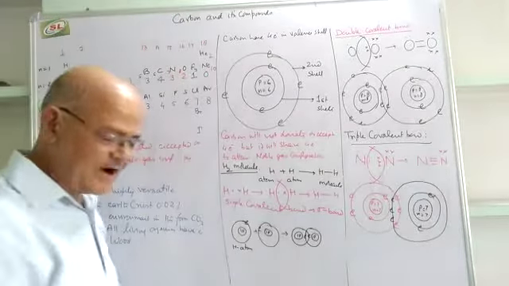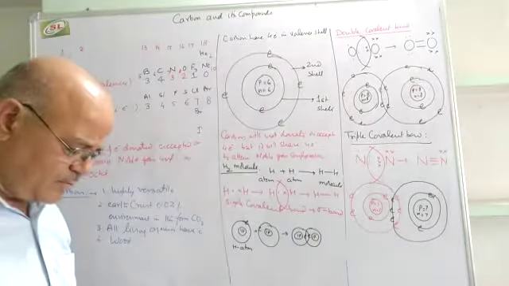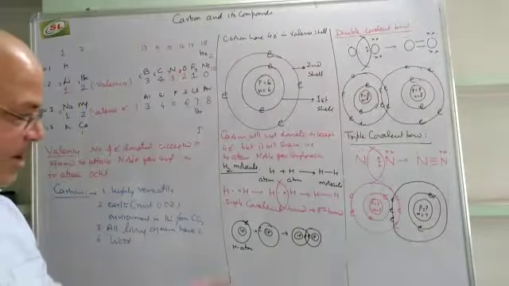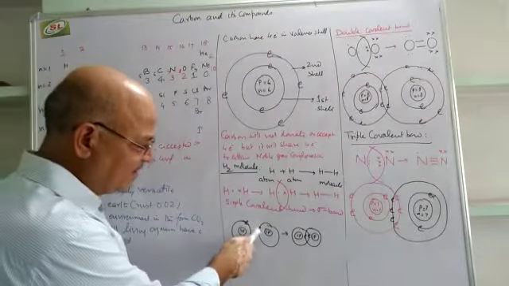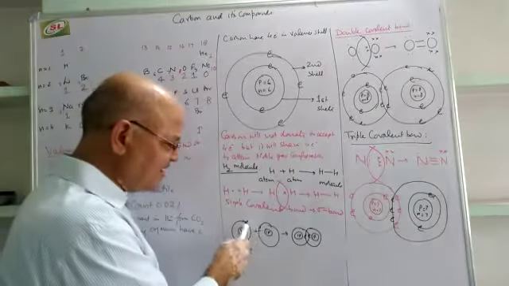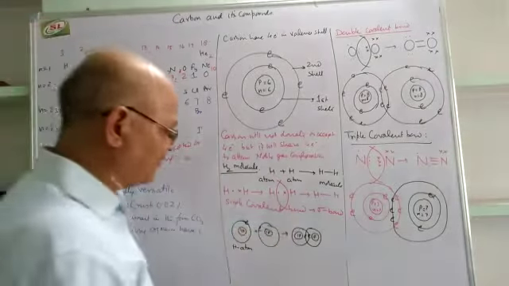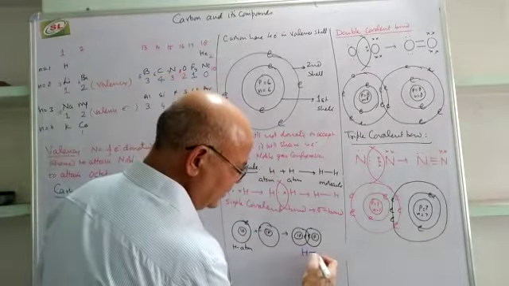Here is the structure of the hydrogen atom. You can see hydrogen has 1 proton in the nucleus and 1 electron in the first shell. When they share the electrons, as a result the single covalent bond will form, which we can denote like this.